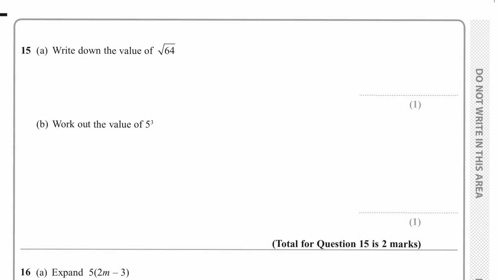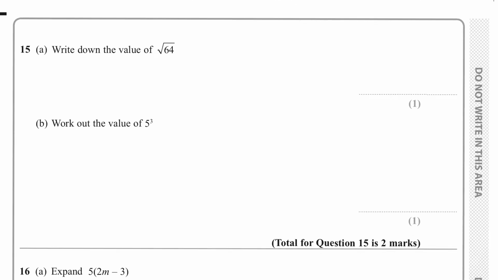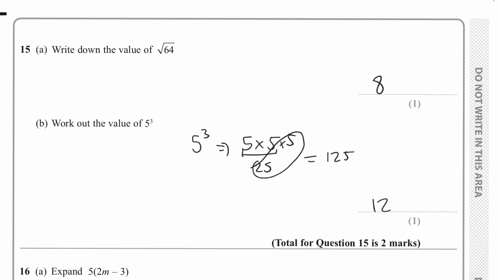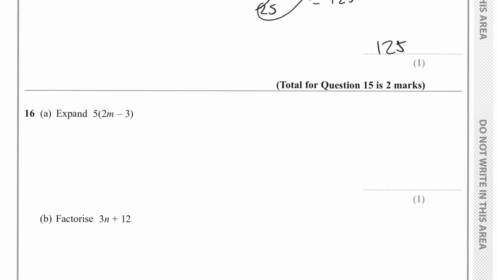Then going to the next question, it says write down the value of root of 64, so square root of 64, which is 8. And then write down the value of 5 cubed. So 5 cubed is the same as saying 5 times 5 times 5. So we can split this up. We could do 5 times 5 first, which is 25. Then do the 25 times 5, which would leave you with an answer of 125. And then on to the next question.